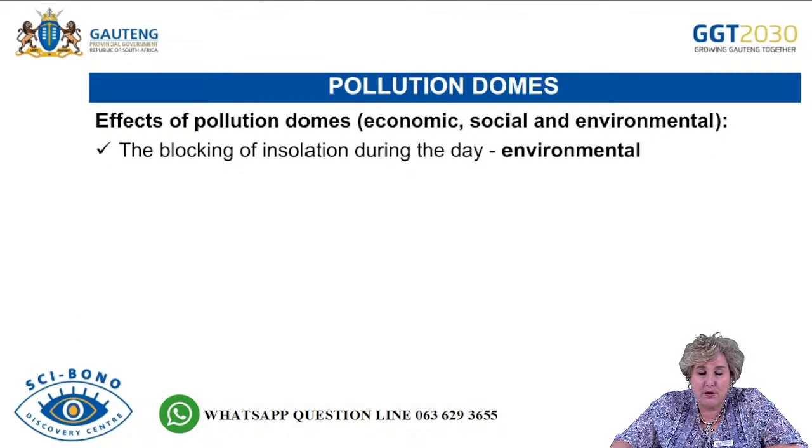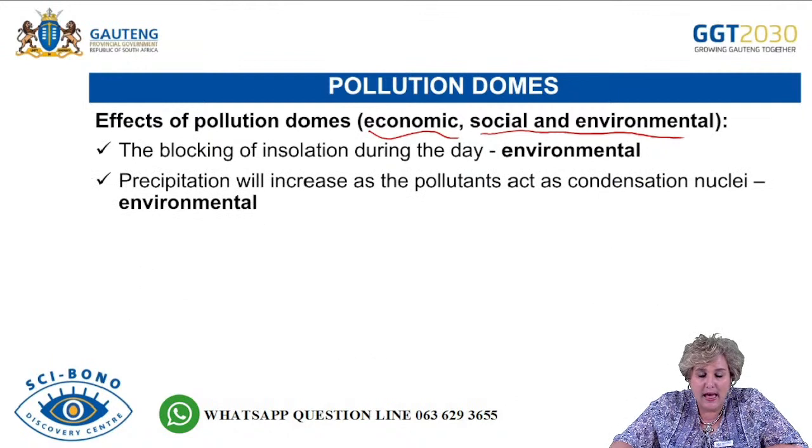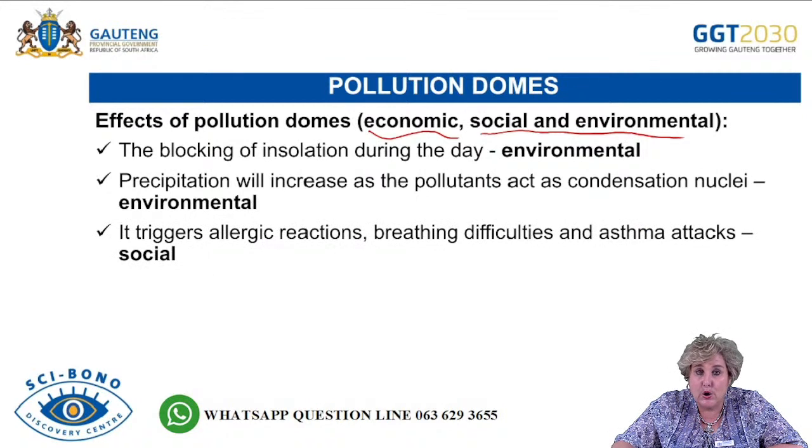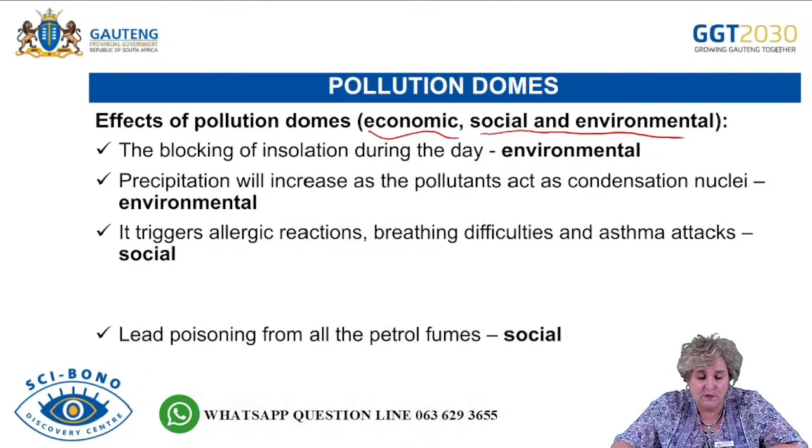What are the effects of the pollution dome? Again, we refer to economic, social, and environmental. The effect of the pollution is that it blocks insolation during the day, and that is an environmental factor. Then precipitation will increase. Why? Because these pollutants act as condensation nuclei, and that's environmental. Water vapor forms around these pollution particles, and it will create condensation. It triggers allergic reactions, breathing difficulties, and asthma attacks, which are social factors.